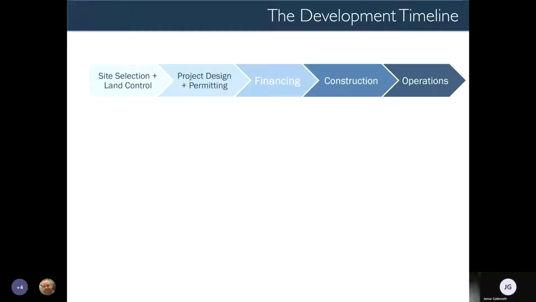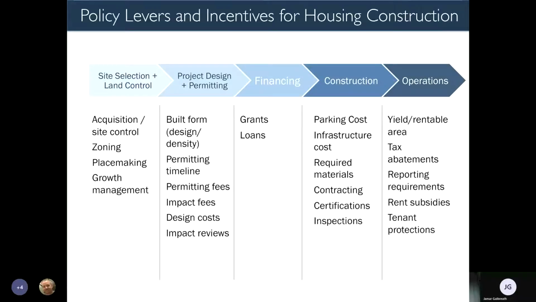So development timeline, this looks very linear. If any of you have development experience, you know that it is not this linear. There's a lot of circularity and back and forth that can occur, but for the sake of argument, start with getting site selection, move into permitting, figure out how you're going to pay for it, build the thing, and then operate it over time. And in each of those segments of time, there are ways that the public sector intersects with the process and can influence the kind of outcome that is achieved from a development perspective.